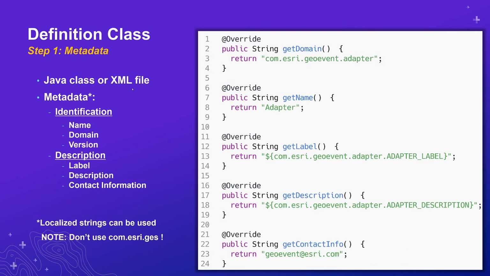The definition class provides metadata to identify and describe your component. You can use localized strings for each of these components if desired, but it's not required. Another note here on the localization and using strings, do not use com.esri.ges to start your domain because that's a reserved keyword or reserved path for out-of-the-box components. So if you do that, GeoEvent may confuse your custom item for an out-of-the-box item and do strange things with it. So I always use com.esri.geoevent as the start of my package, but you might insert your company name rather than Esri in there.